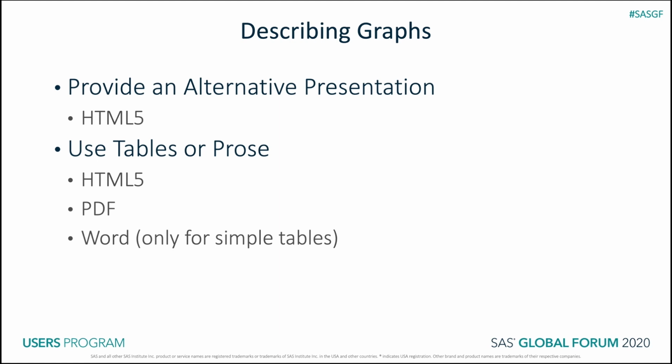So when you're looking at describing graphs, you have a couple of options. You can do what I just showed with the SAS Graphics Accelerator. You can provide that alternative presentation, and that will work in the HTML5 destination. Or other solutions are you could use tables of data or potentially write prose to describe it. And you can do that in HTML5, you can do that in PDF, and you can do that in Word for relatively simple tables.